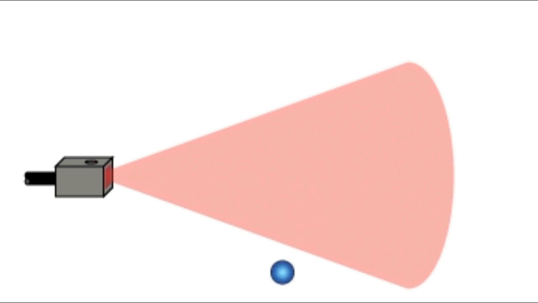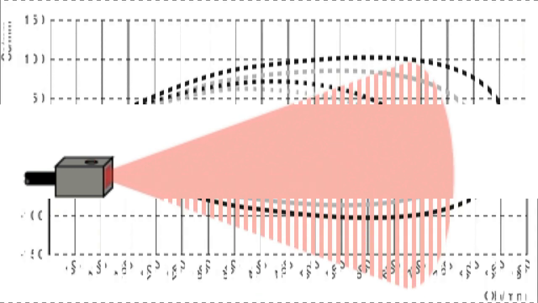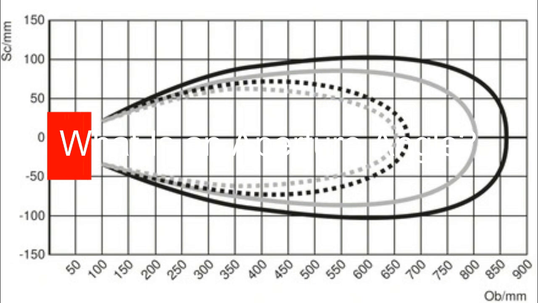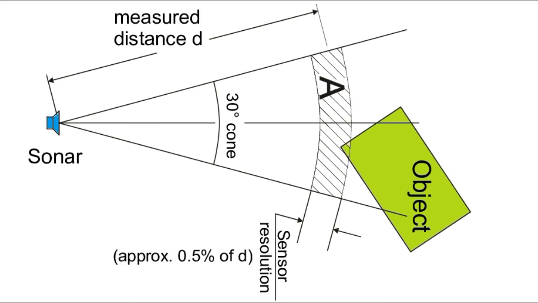The sonic cone determines the area within which objects can be reliably detected by ultrasonic sensors. What is an aperture angle? Parameter alpha defines the aperture angle of the cone-shaped sonic cone emitted by the ultrasonic sensor.